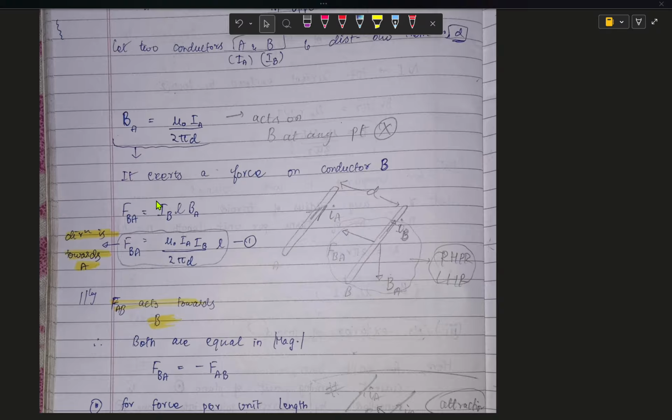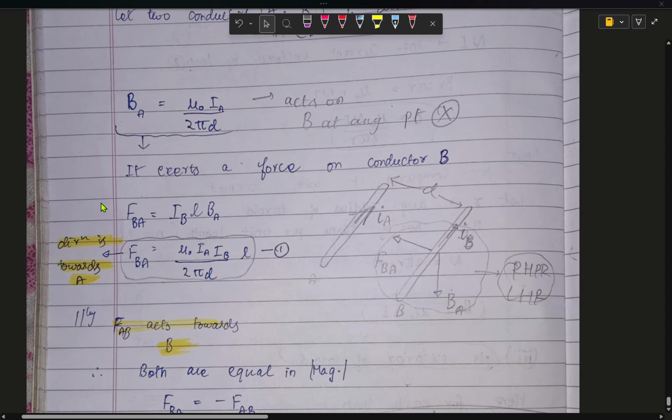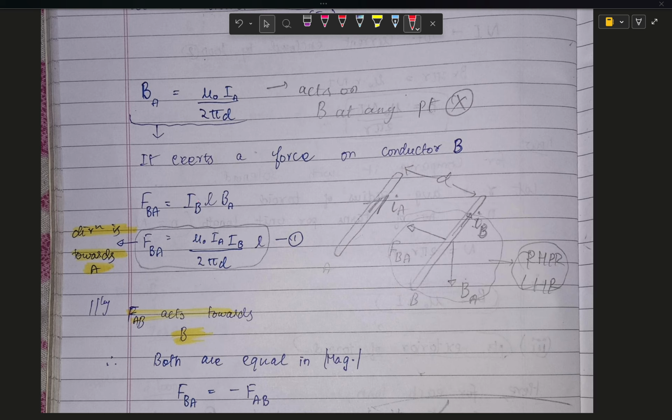Listen carefully to this. Now we are going to see the force on conductor B. For that, we take the current flowing in conductor B and the length of conductor B, but the magnetic field will be induced by conductor A. This B_A we take from conductor A. So that is the force on conductor B due to A: the current flowing in conductor B, the length of the conductor, and the magnetic field due to conductor A. Substitute the formula and you will get this equation.